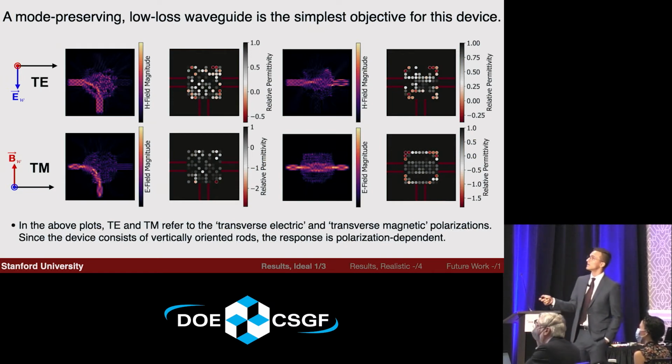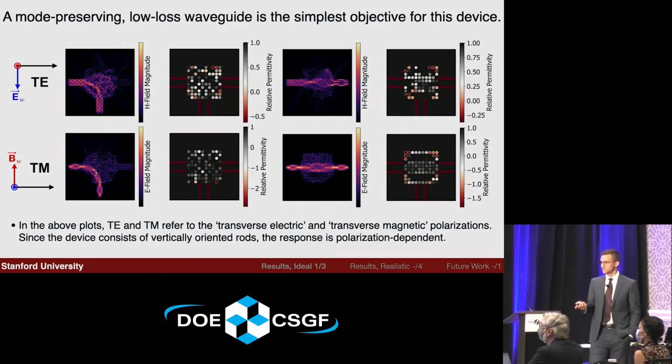So what you're looking at here on these left-hand figures is the field intensity. And then on the right, you have the relative permittivity domains that produce that intensity. The darker red that the plasma elements are, the higher the density is, because the permittivity is lower. So a mode-preserving low-loss waveguide is the simplest objective for this device.